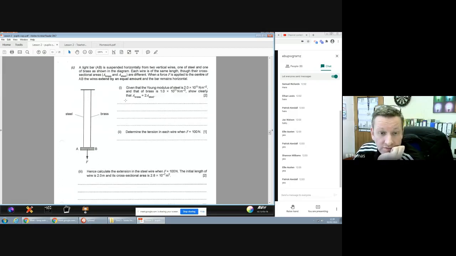So write down the formula for extension. And write down the formula for Young's modulus.